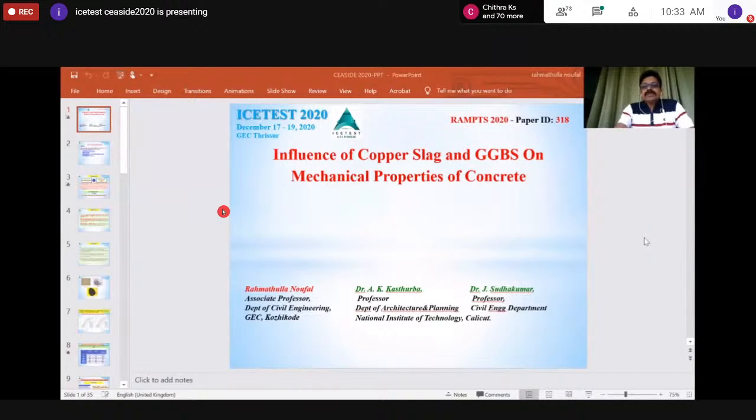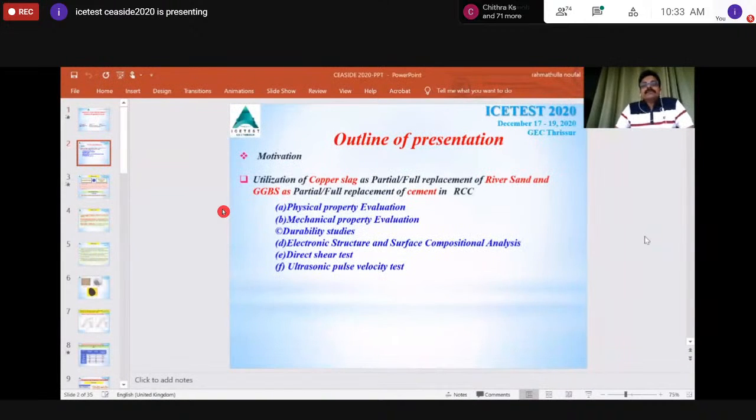Normally this copper slag and GGBS are disposed to land for landfill and also maybe for the formation of roads and all. So we can now utilize this copper slag for the construction of concrete as fine aggregate. And also in this experiment, fine aggregate, that is river sand, is used for experimental work. 40% of the river sand is replaced with the copper slag, and partial replacement of cement, OPC 53 grade cement, is done with GGBS.